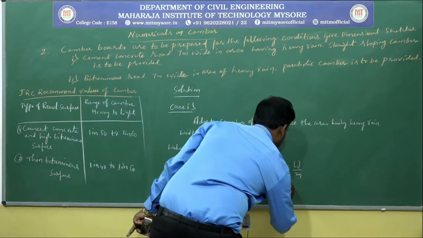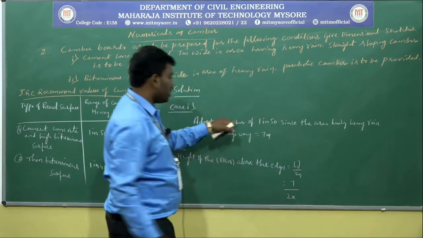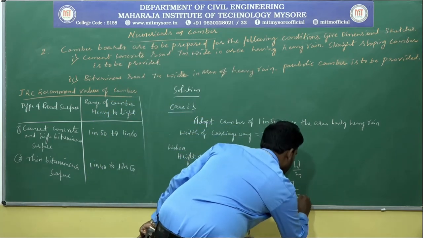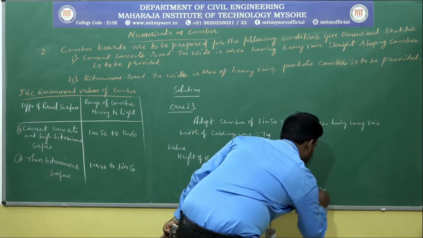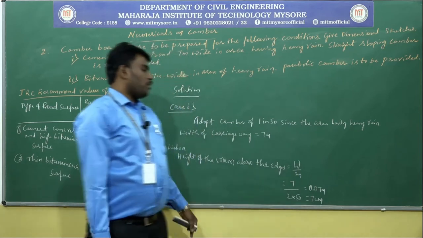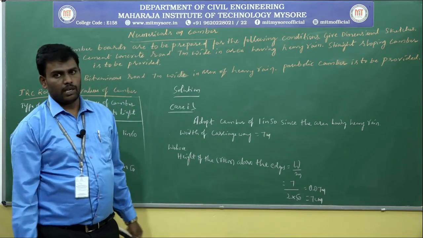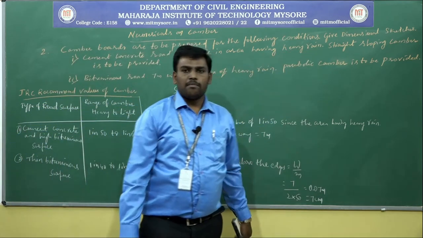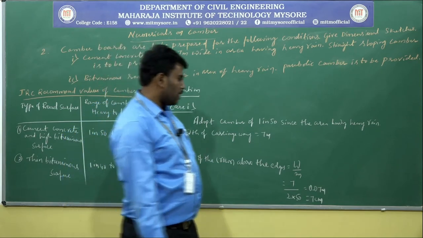Okay. Then W is 7 meter, 2 into N value. That is 1 in 50, then N value becomes 50. So 7 by 2 into 50, you may get about 0.07 meter. That becomes 7 centimeter. 0.07 meter becomes 7 centimeter. Okay, so in the problem they have also mentioned to give dimensional sketches. It's very simple.